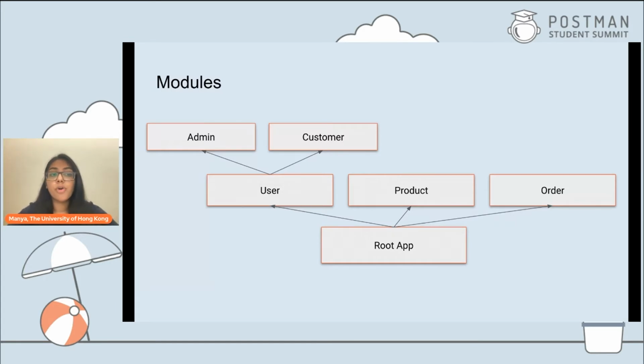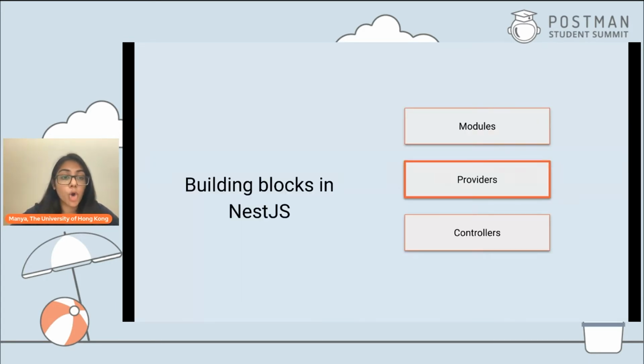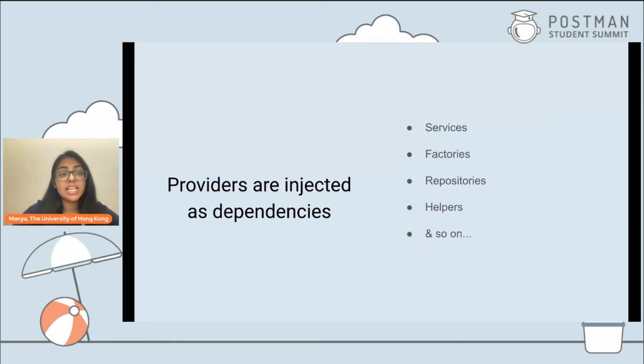Okay, so now moving forward from modules, we have the next building block, which is a provider. Now, provider, I think the name sufficiently explains what a provider is. It's something that provides, right? In our case, it could be providing logic, it could be providing data, it could be doing X number of things. Providers are basically classes that are injected as dependencies into other classes. They can be services, factories, repositories, other helper classes, and so on and so forth. Like, there is no limitation to what can be a provider.